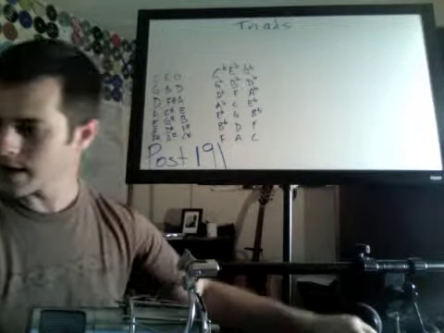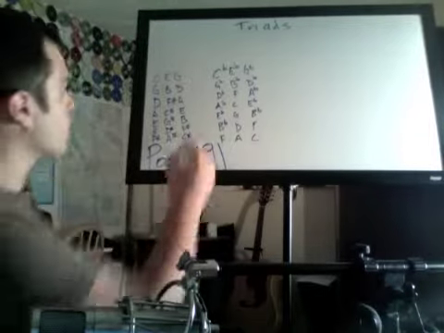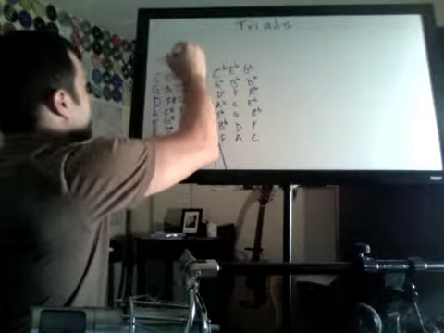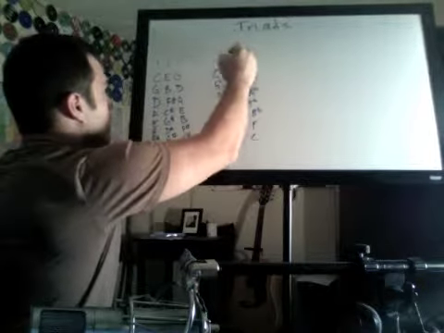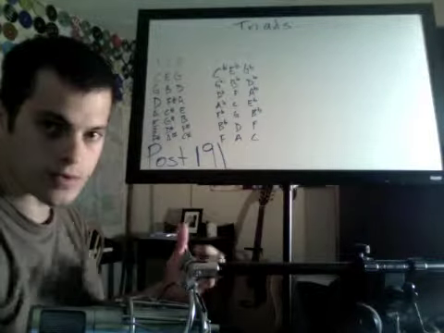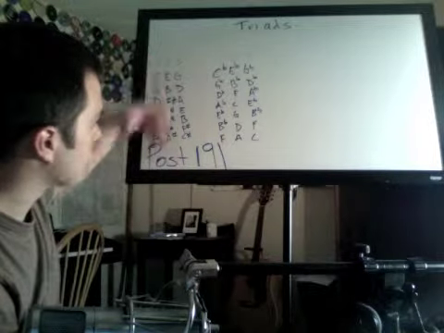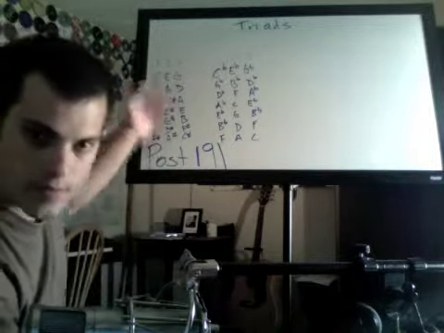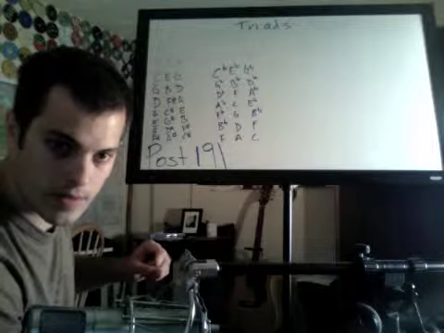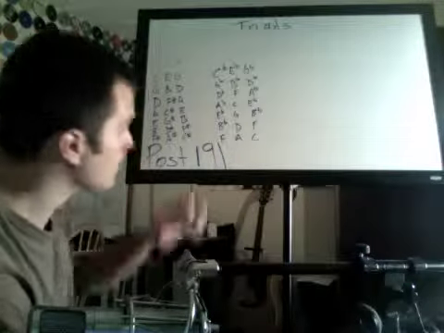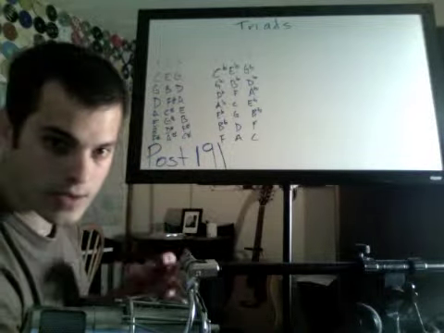So with these triads, these are 1, 3, 5. Those are the scale degrees that they come from. These are taken from the circle of fifths, so these are the 1, 3, 5 of each key. Let me show you how this translates to guitar.